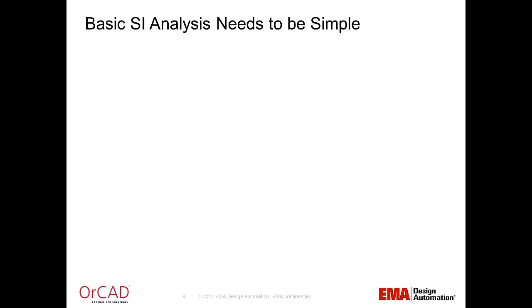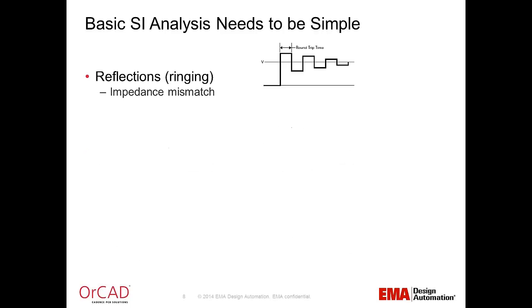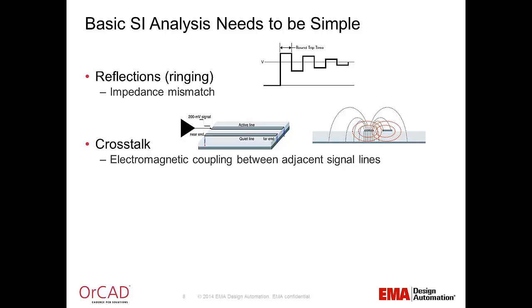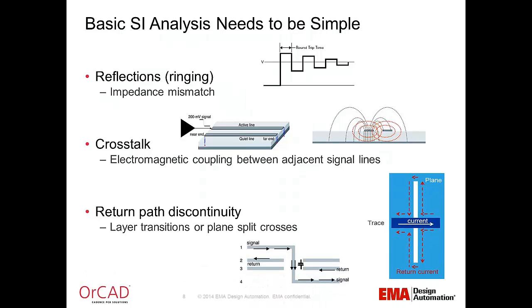But what we're going to do is isolate that down to just the basic SI needs, which focuses on 3 things. Impedance mismatching, which is where most of your reflections and ringing on your signals come from. Then crosstalk analysis, which looks at the coupling between adjacent signal lines. And finally, return path discontinuity. Layer transitions or split plane situations present difficult return paths, and it takes a look at that and lets you know where those possible issues are. Those are the 3 things we'll focus on for basic SI analysis.